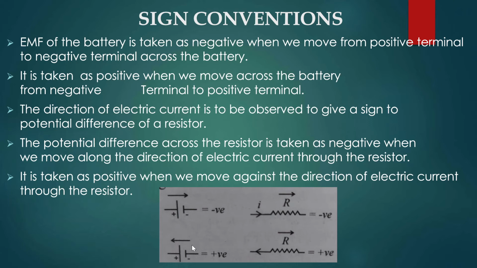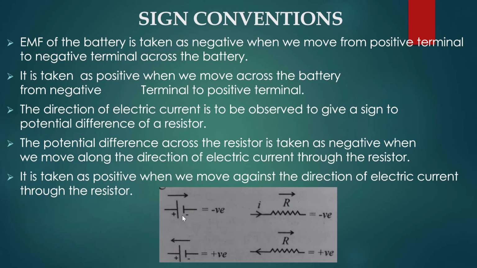Okay, so here you just look at the direction. We are moving from negative terminal to positive terminal. So when you are moving from negative terminal to positive terminal, your EMF is taken as positive. And the direction of electric current is to be observed to give a sign to potential difference of a resistor.